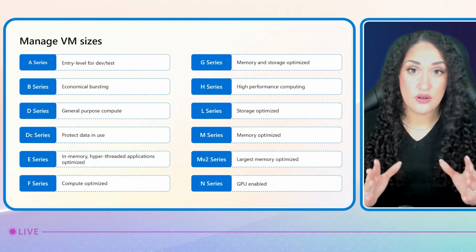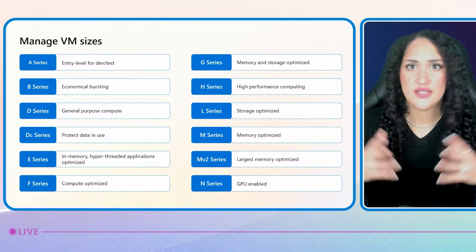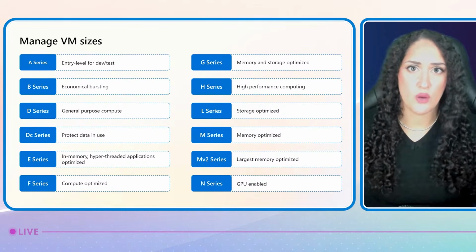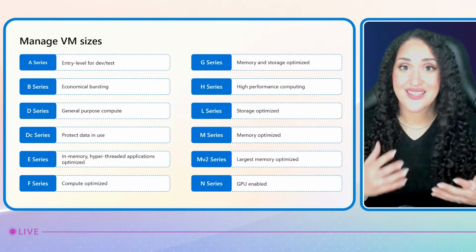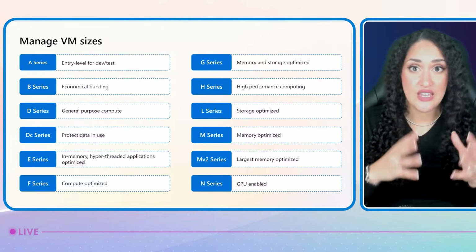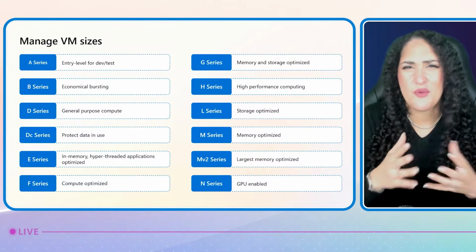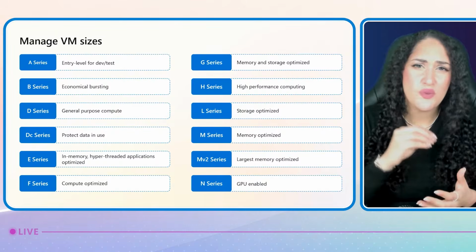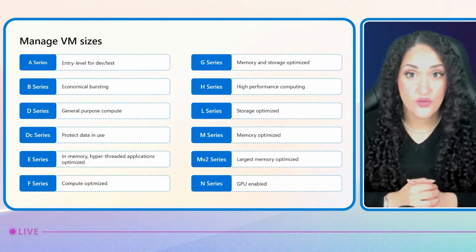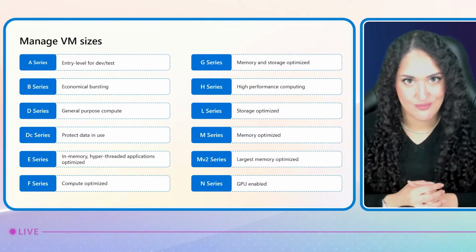VM sizes are organized into families based on workload type. For example, D series is general purpose, F series is compute optimized, E series is memory optimized, and so on. For the exam, familiarizing yourself with the letter naming convention and what each family is optimized for is really useful. You don't need to memorize every size, but you should be able to match workload requirements to the right VM family. For example, which VM would you use for a medium traffic server?